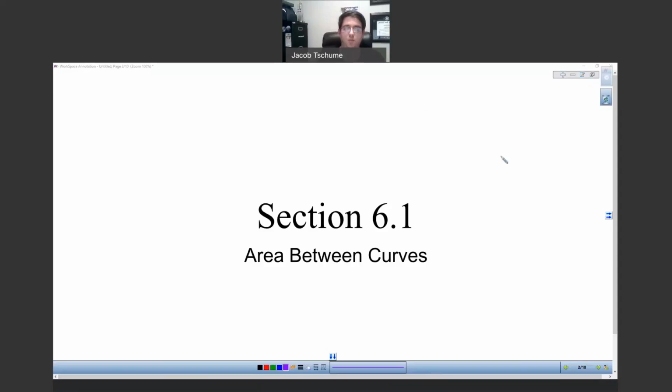All right, so we are going to begin chapter 6 now. So in this video, we will be doing the first section in chapter 6 titled Area Between Curves. So in this section, we are going to talk primarily about if you have multiple different curves on a graph, how do you find an area that falls in between two different functions?